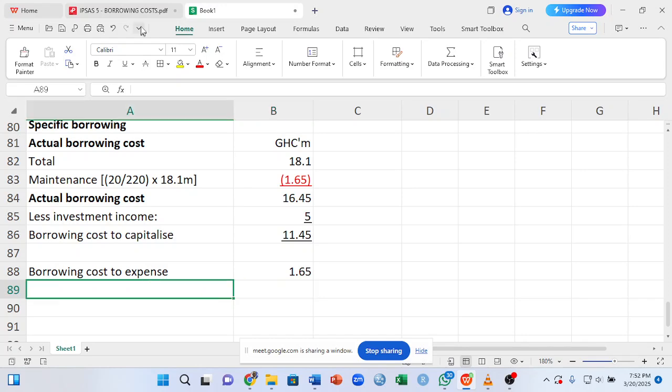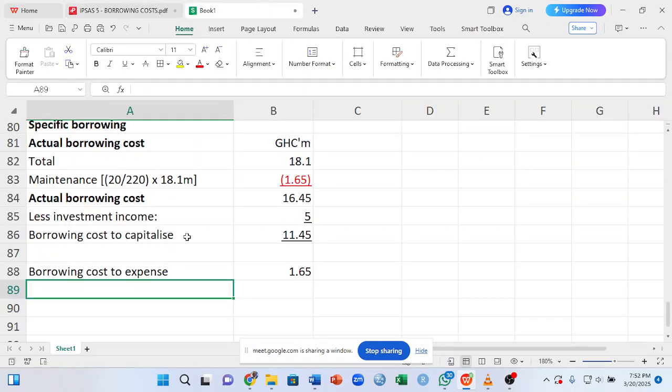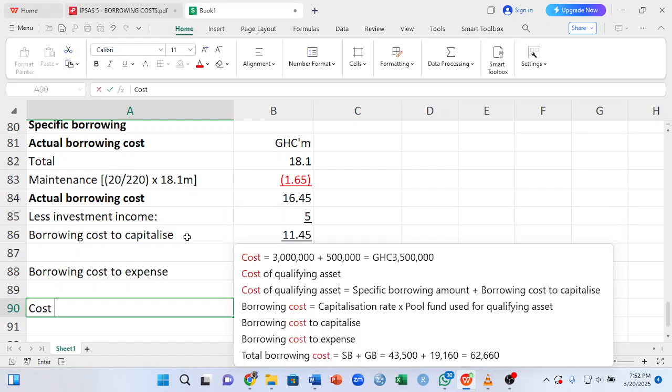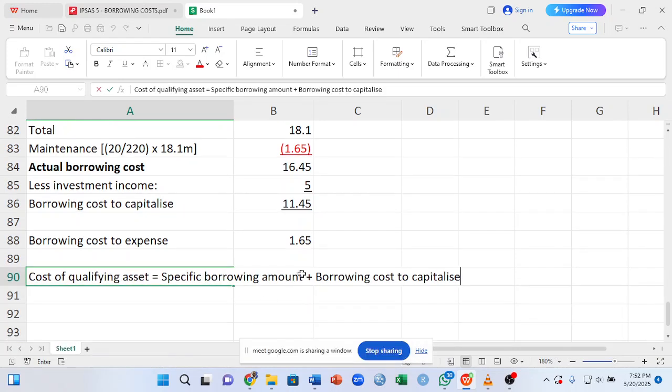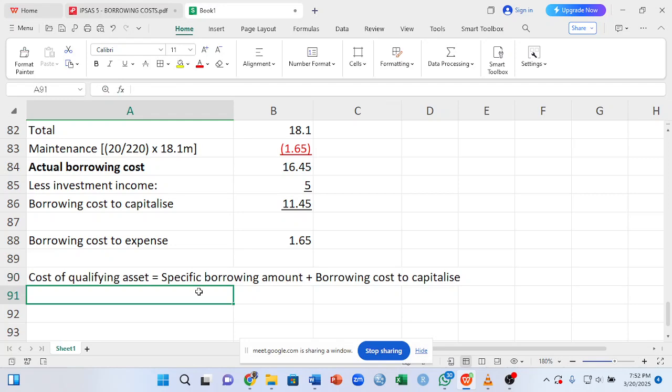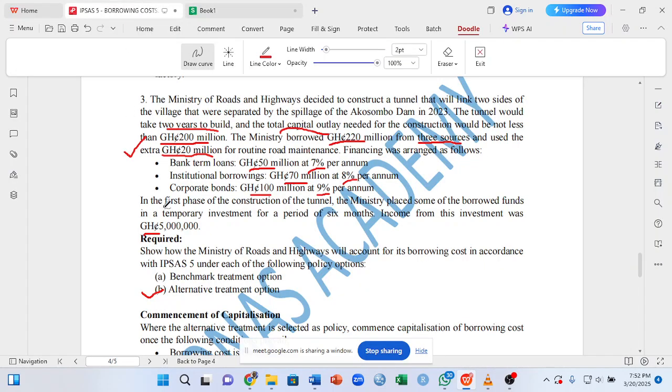Okay, let me see. Did the question ask us to calculate for the... okay, they only said we should account for the borrowing cost, but let's add it to it. Let's look for the cost of the qualifying asset. You already know the formula: specific borrowing amount plus the borrowing cost to capitalize. And what's the specific borrowing amount here in the question?